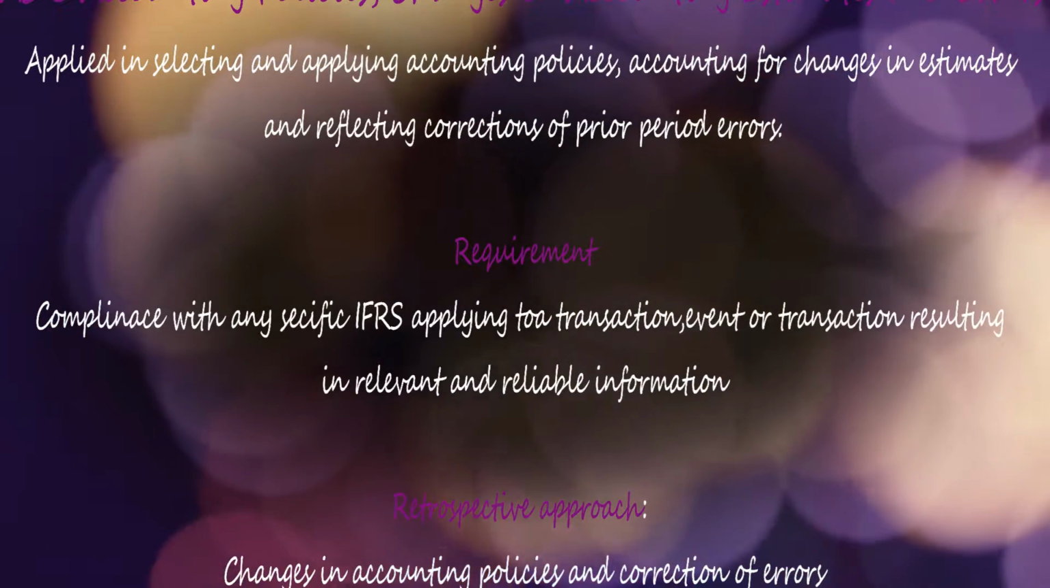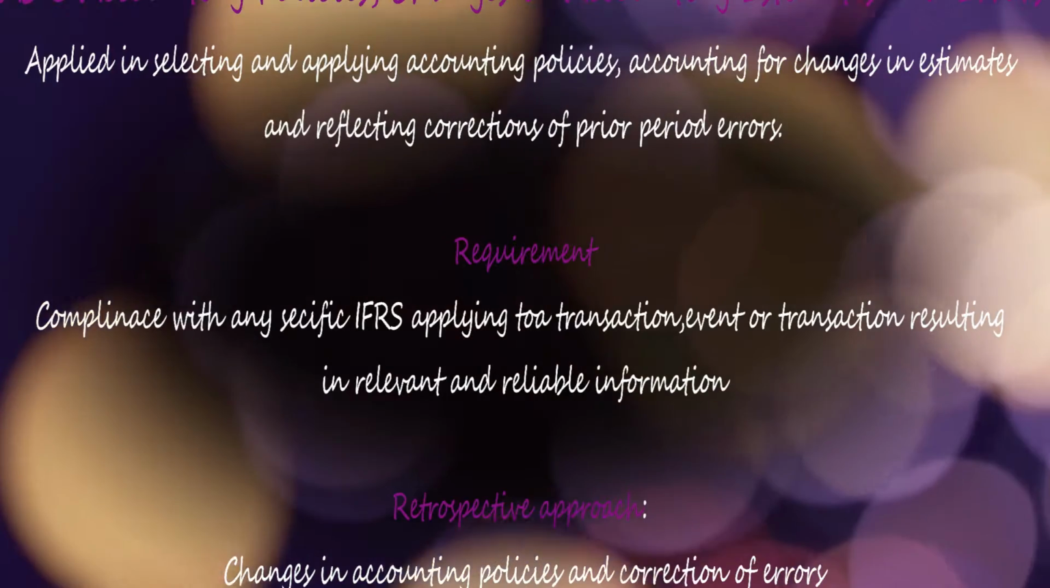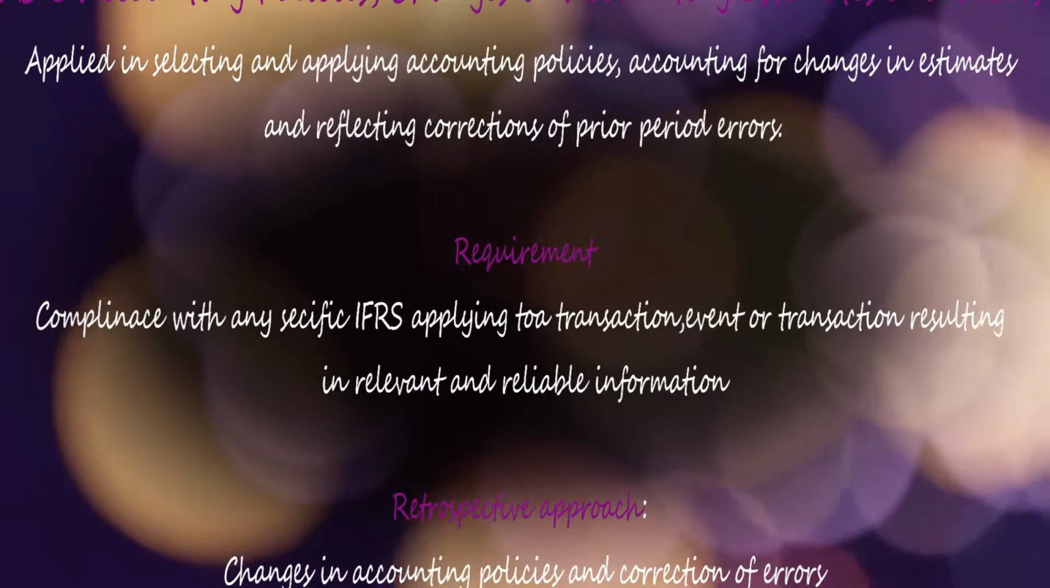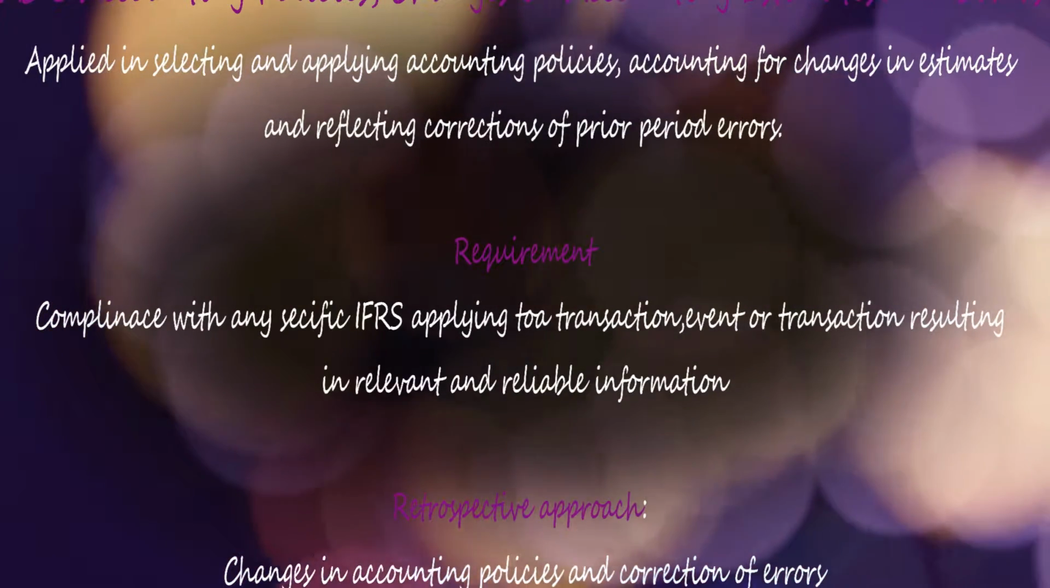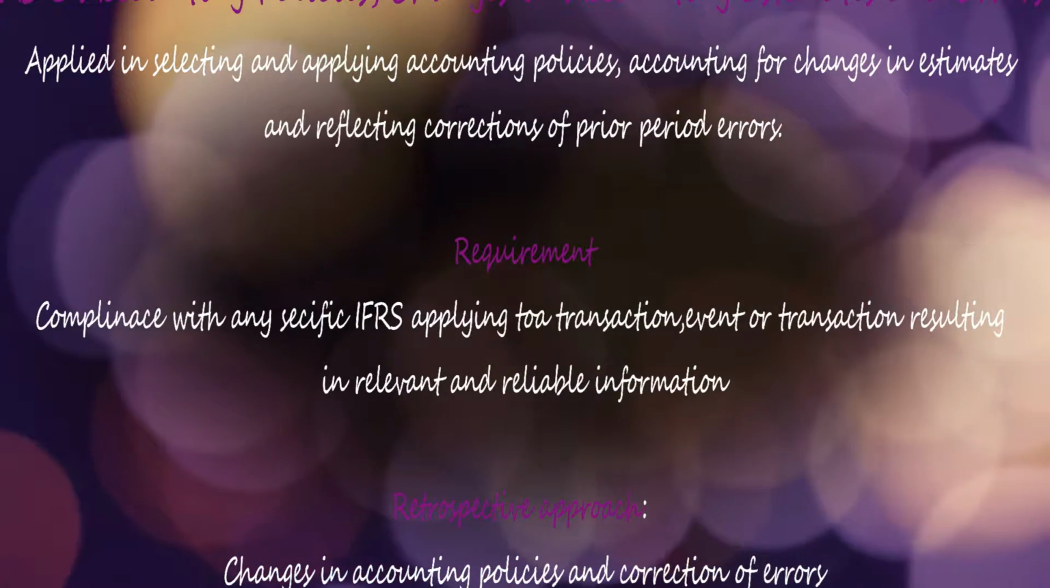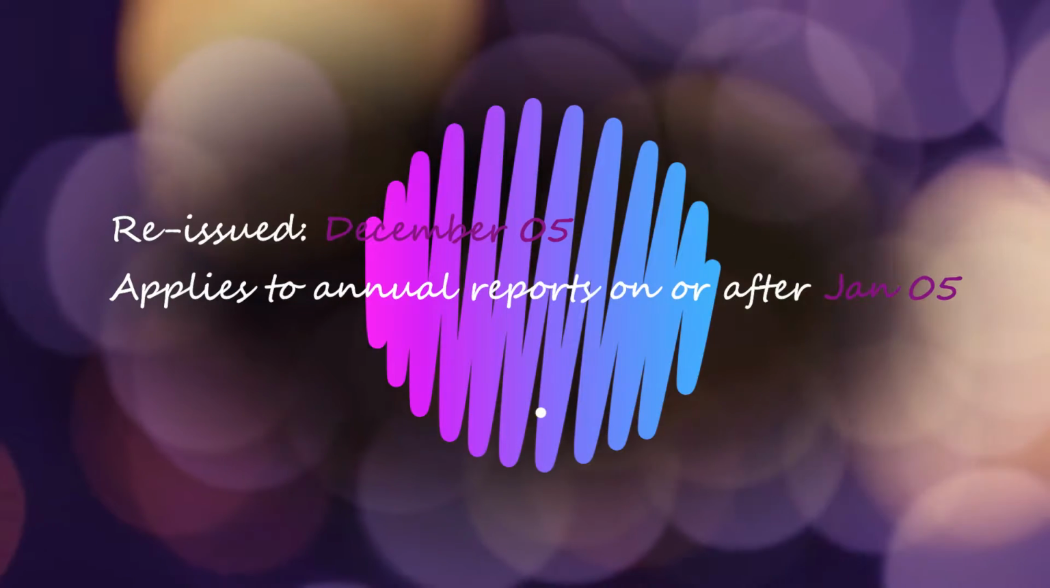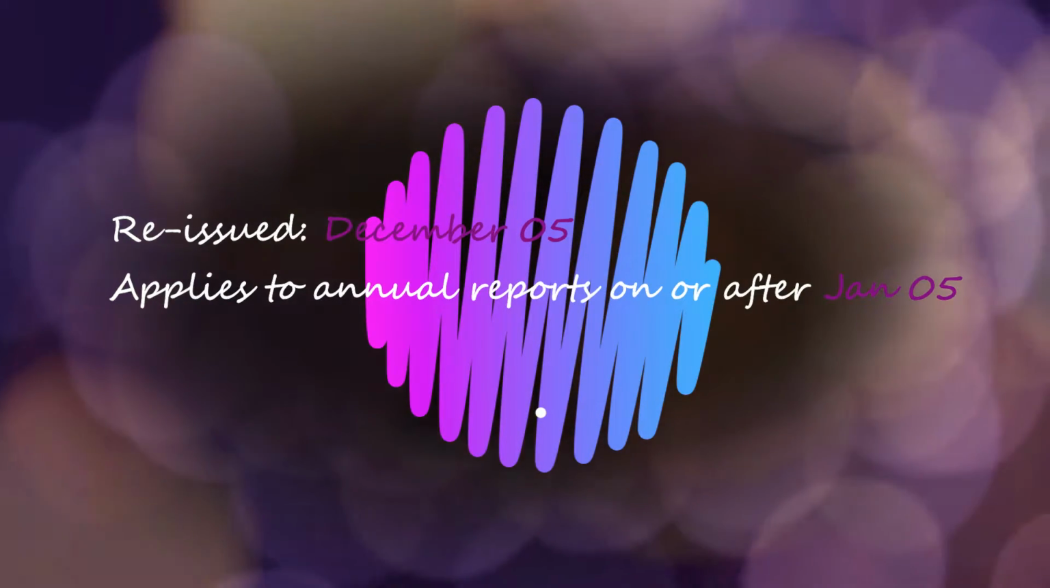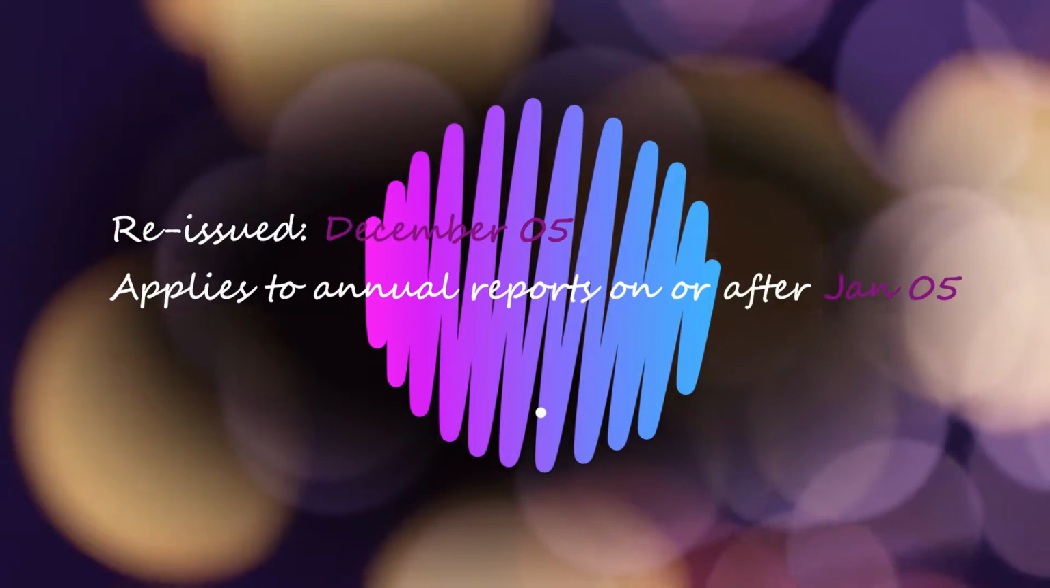You have to keep in mind that changes in accounting policies and corrections of errors are generally accounted for retrospectively, whereas changes in accounting estimates are generally accounted for on a prospective basis. IAS 8 was reissued in December 2005 and applies to annual reports beginning on and after 1 January 2005.